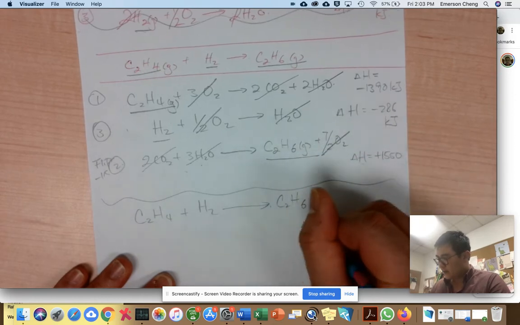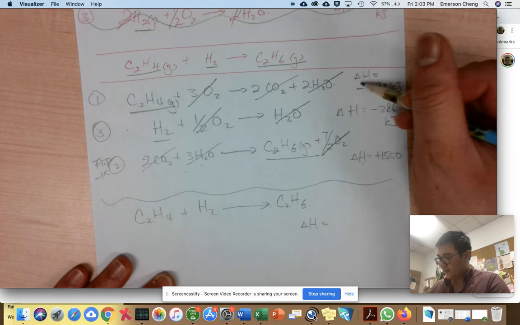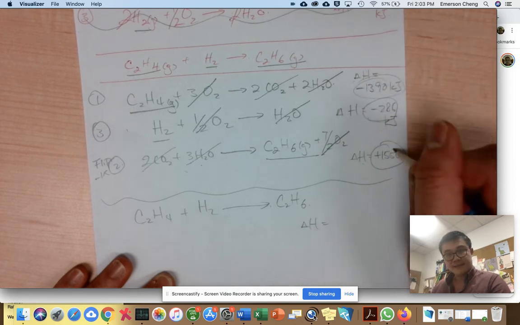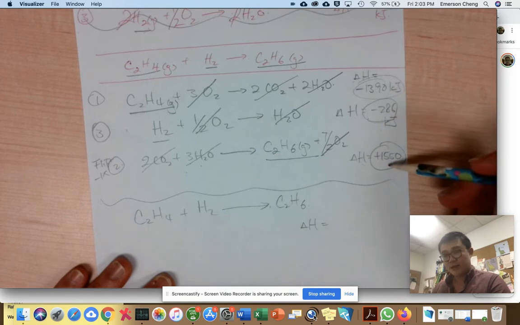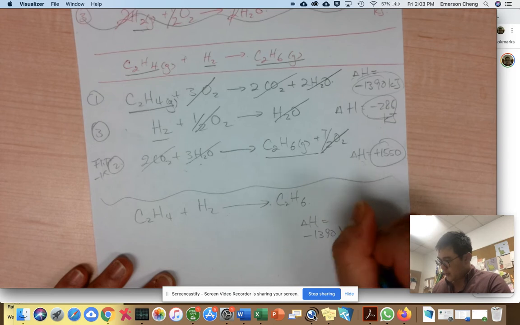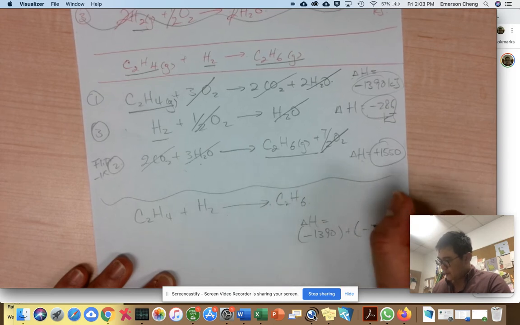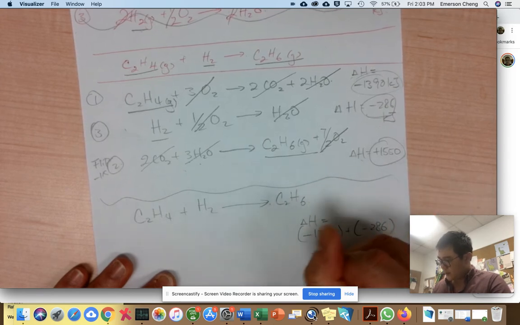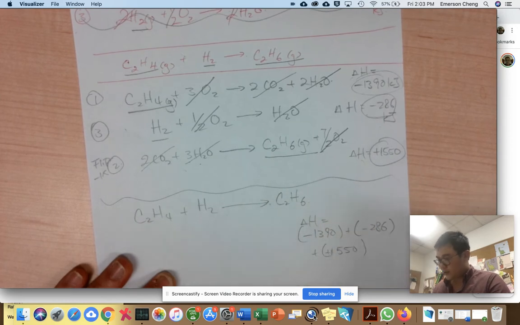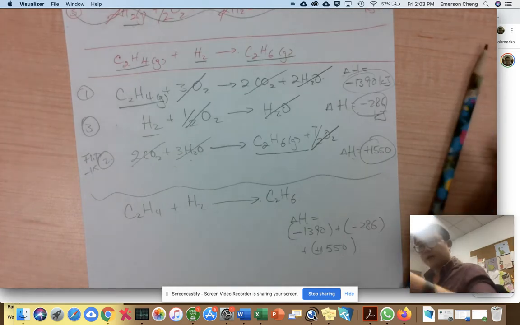And now my delta H here is really this number plus this number plus this number. So I just add these numbers up. So minus 1390 plus minus 286 plus 1550, which, where's my calculator?